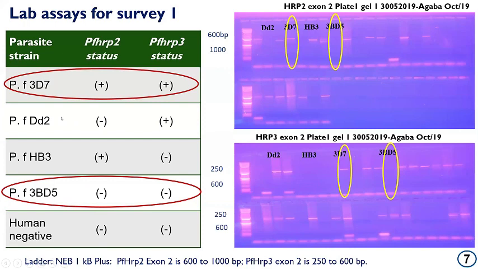include these known laboratory strains. We have a strain that has both genes intact, HRP2 and HRP3, and then we have a strain, 3BD5, that has deleted both genes. So these controls must pass on electrophoresis. As you can see, 3BD5 has no bands here, but also here. And 3D7 has bands here and here. So these controls must pass to prove that your assays work very well.